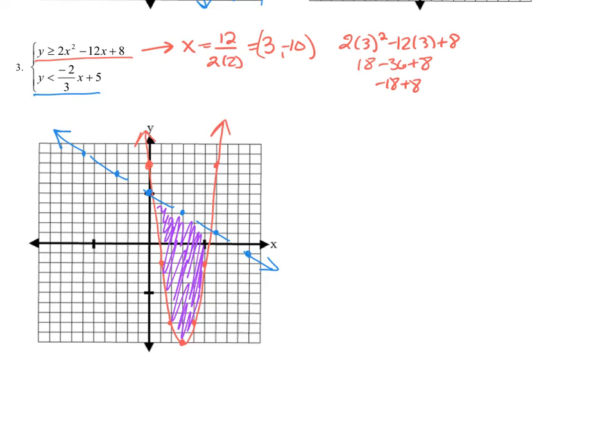If I were going to do all the shading, it would have looked something like this. Below the line and inside the parabola. So then the overlapping again would still be that purple area. So whether you graph all the shading or just color in the shading where it overlaps, either way is fine. Just make sure that the part that overlaps is darker and better indicated.